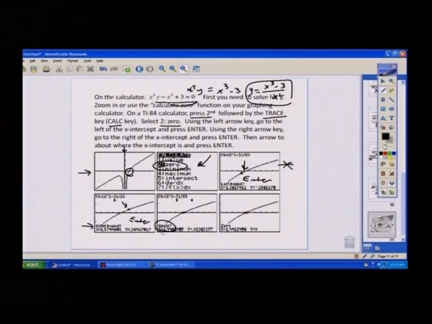Then it's asking you, can you guess approximately where that x-intercept is? So again, I arrowed over to about where it looked like it crossed and hit enter, and it gave me the value of where it was equal to 0.